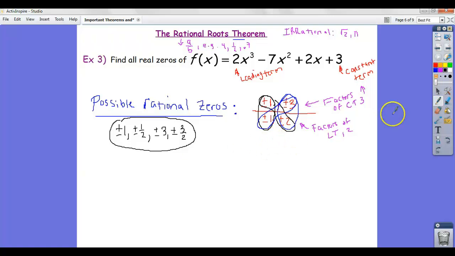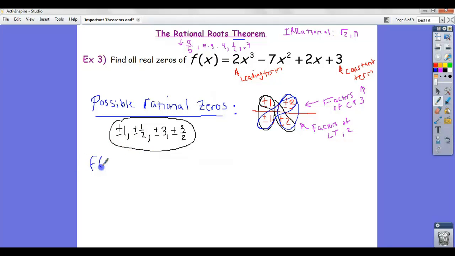Now, this can be a pain, right? It would stink if we did these in order, 1, negative 1, 1 half, negative a half, and the one that worked turned out to be 3 halves or something. That would be annoying. Just so you know, the ones you'll come across, we set it up so that the ones that work are generally the easier ones. So we're going to start by plugging in 1.